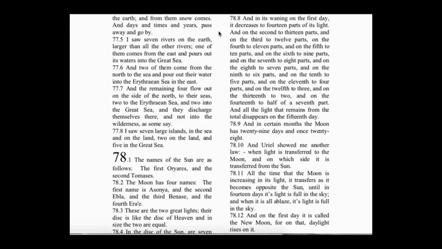So the description in point 78.8 is about the waning of the moon. The whole process will carry through a total of 15 days. The first day of the waning is after the 15th day of the month, which is the 16th day of the month. That is the first day of the waning of the moon. I hope you understand what it is saying here.